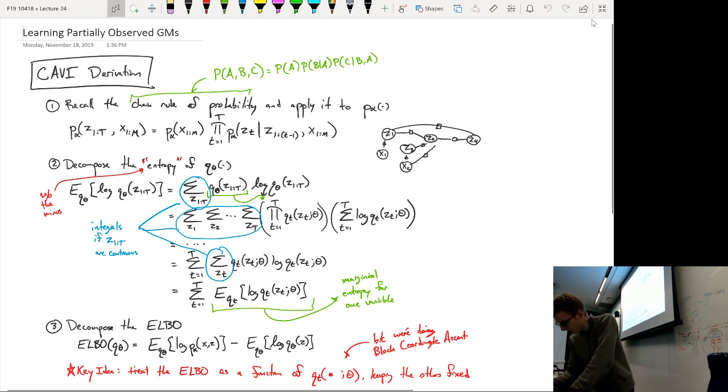Okay, so now let's write ELBO, and we can write it as ELBO of q_t, or rather of say q_t given theta.